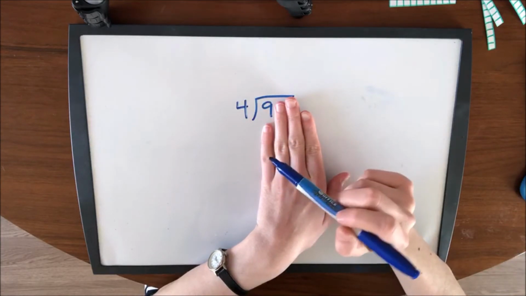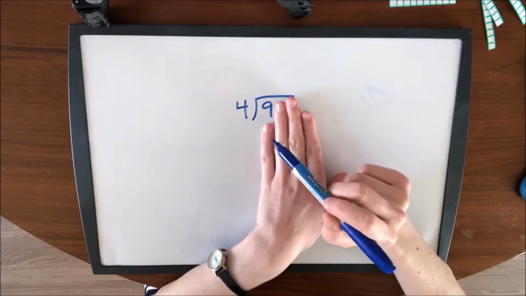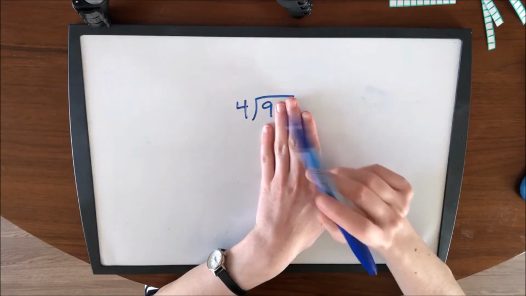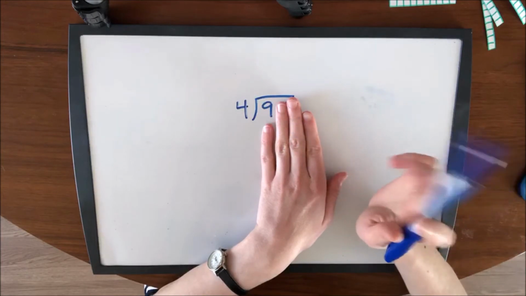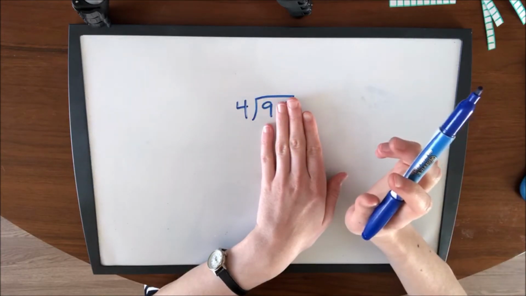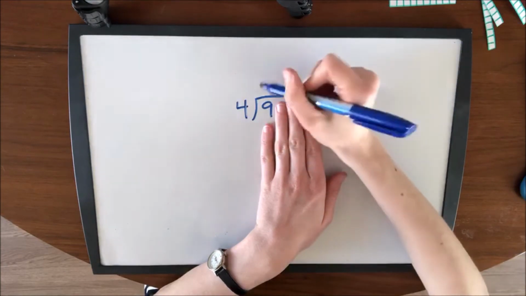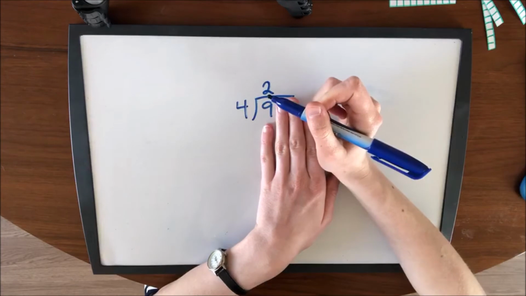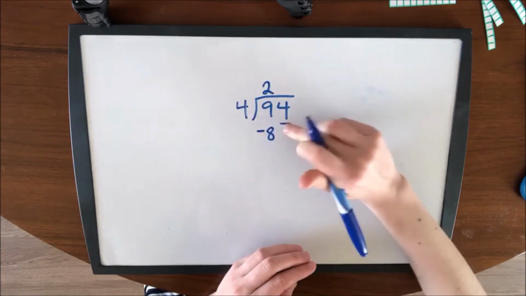Again, I can solve this by going through my multiplication tables. I can think 4 times 1 equals 4, okay? 4 times 2 equals 8, that's pretty close to 9. 4 times 3 equals 12. Oh, 12 is bigger than 9, so I can't use that. So the closest I can get is 4 times 2 equals 8. So I'm going to write my 2 up here, and I'm going to write the 8 underneath.